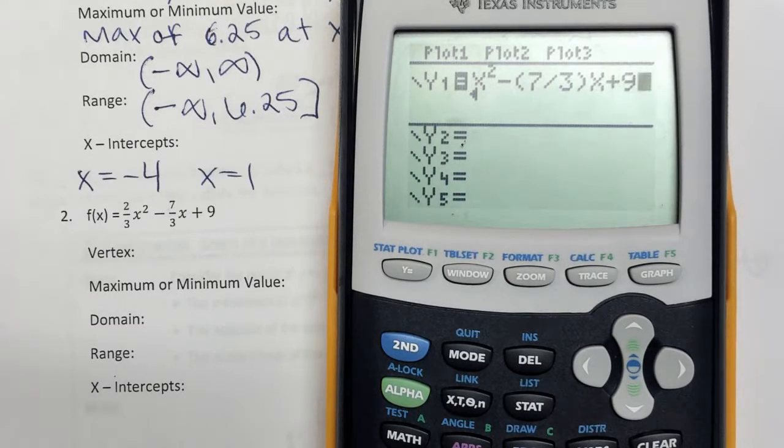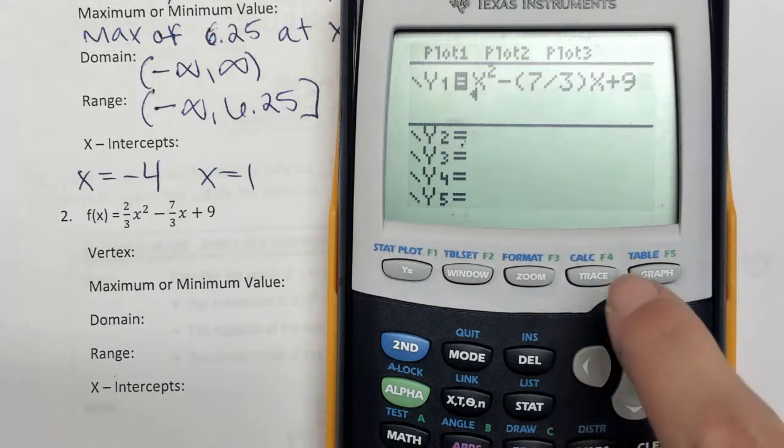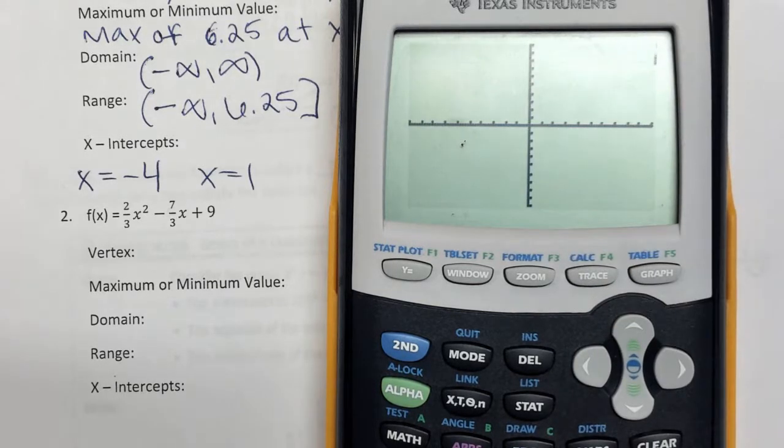Everybody good? Alright, hit graph up here. This is what your graph should look like. If it doesn't, let me know. You can barely see it. It's up here. Does everybody's look like that?